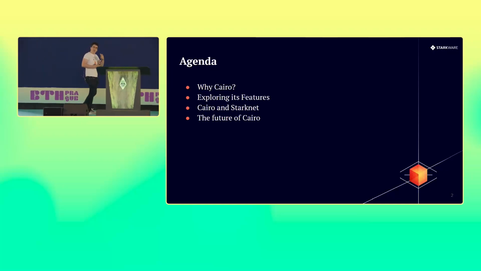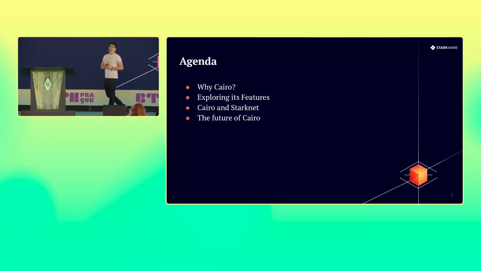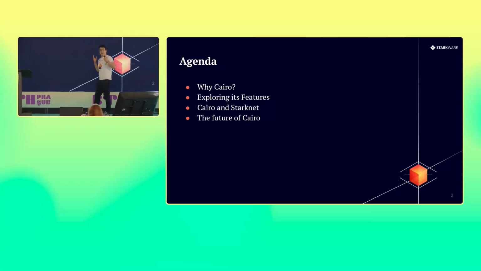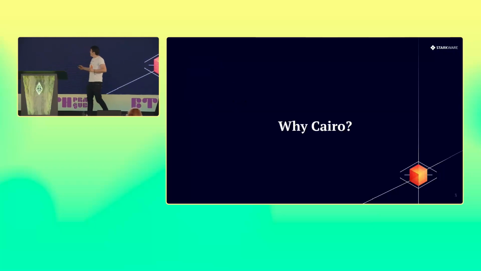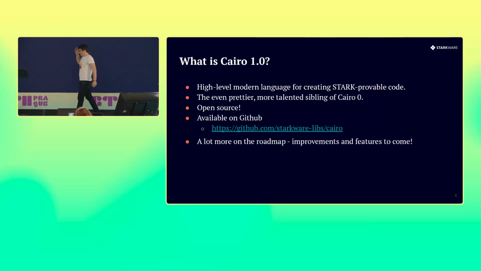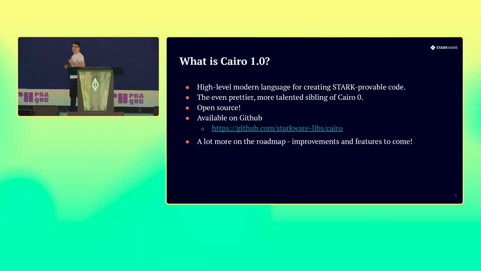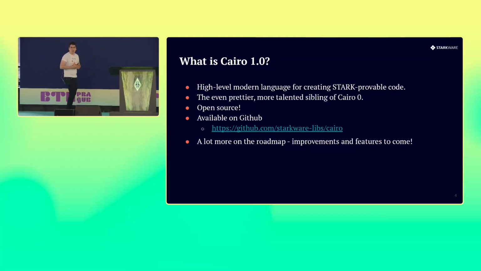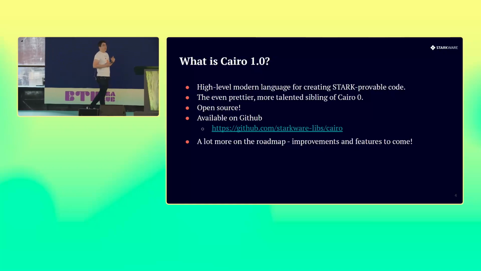Cairo is our programming language to work in Starknet, to prove your computations on Starknet. Let me start by telling a little bit about Cairo. As I said, it's a programming language. It's a high-level modern language. We aspire to make Cairo as easy for you to use as possible.